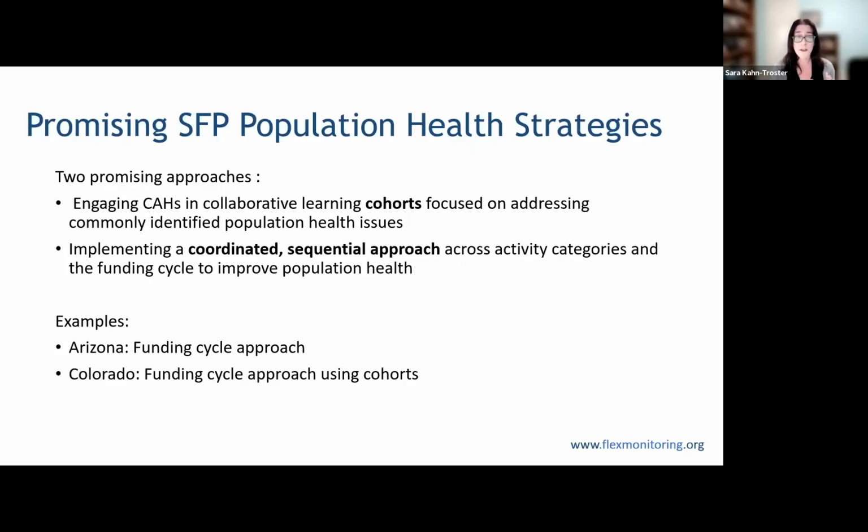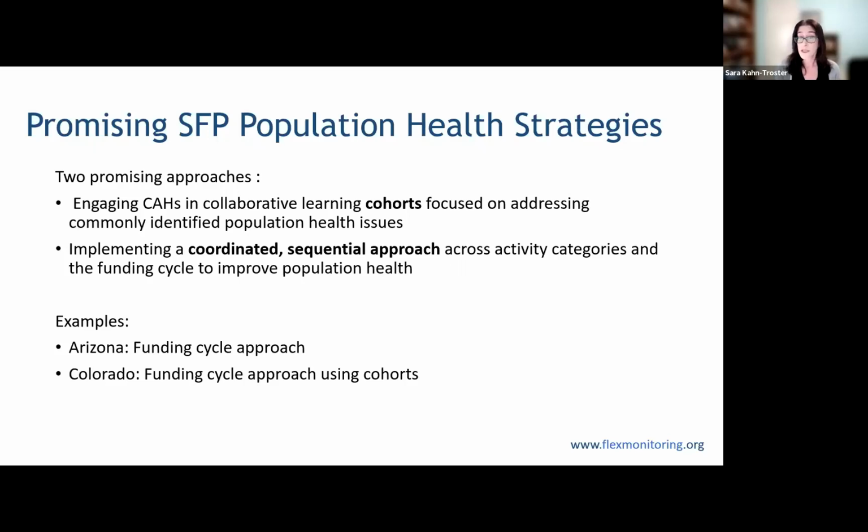When you look beyond these core activities to other initiatives in Program Area 3, we identified two promising approaches to supporting population health. The first involves engaging CAHs in collaborative learning cohorts focused on addressing population health issues that their communities had in common. The second, which I mentioned a couple minutes ago, involves implementing coordinated strategies in sequence through the activity categories across the years of the funding cycle in order to improve population health.